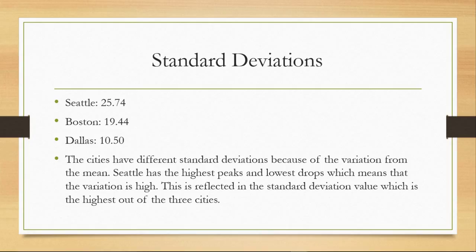Standard deviations are shown. The cities have different standard deviations, obviously, because of the variation from the mean. Seattle has the highest peaks and lowest drops, which means that the variation is very high from the mean value. This is reflected in the standard deviation, which is the highest out of all three cities.